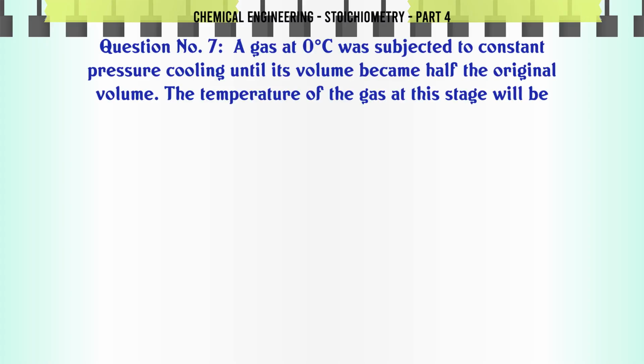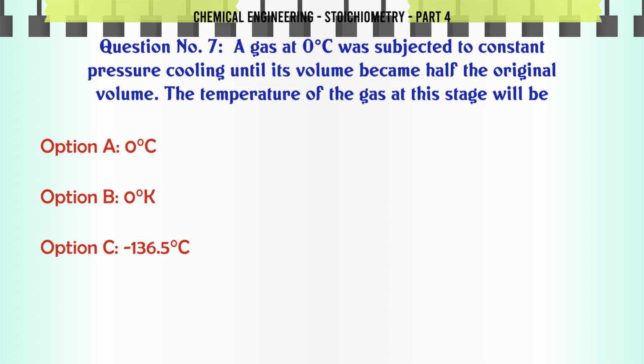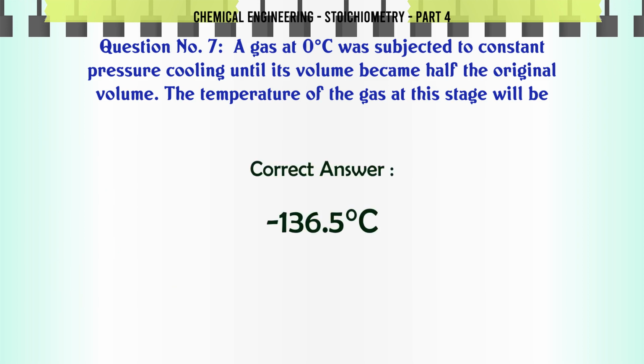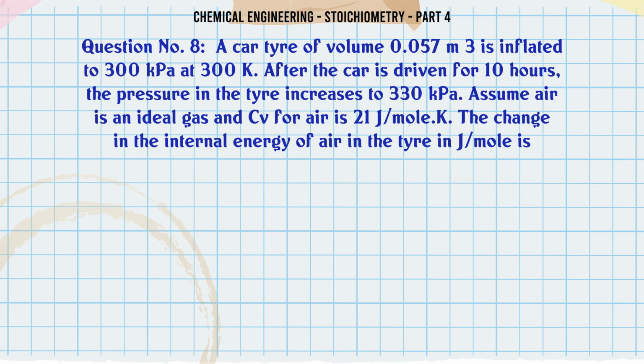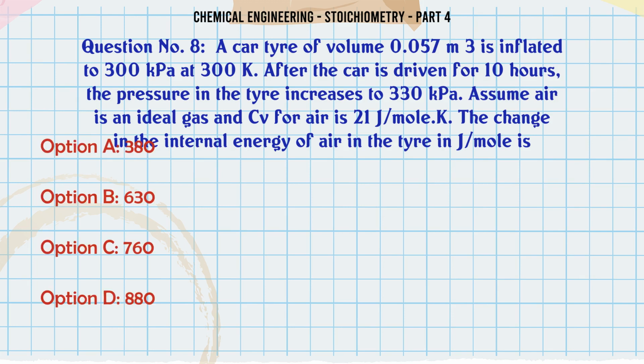A gas at 0 °C was subjected to constant pressure cooling until its volume became half the original volume. The temperature of the gas at this stage will be A: 0 °C, B: 0 K, C: 136.5 °C, D: 136.5 K. The correct answer is 136.5 K.